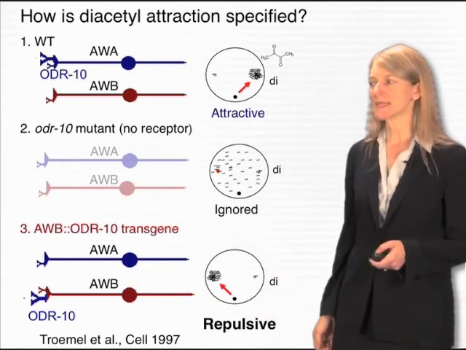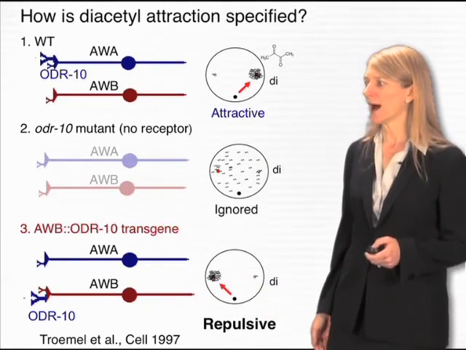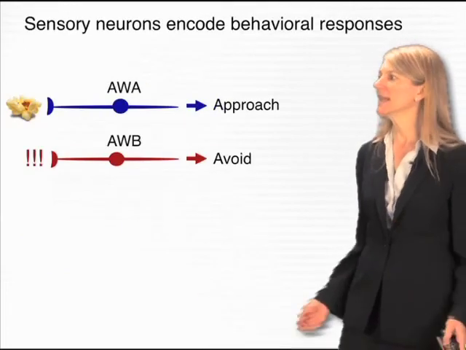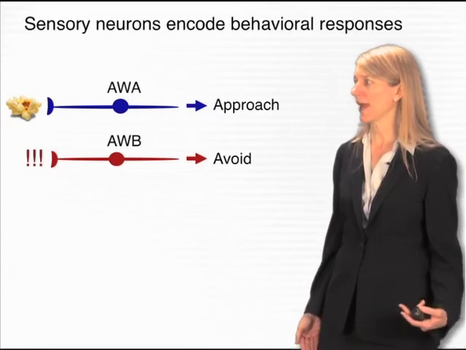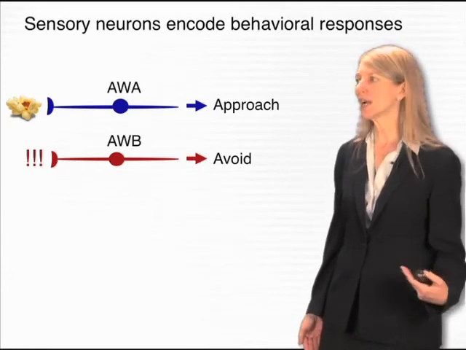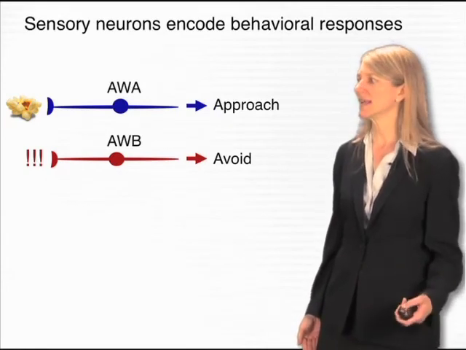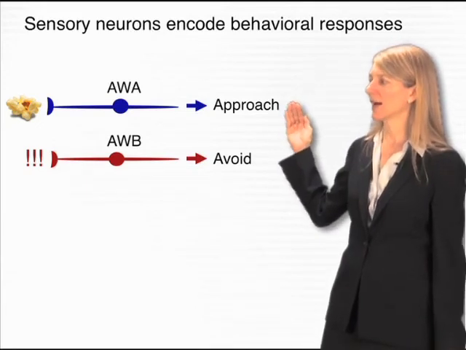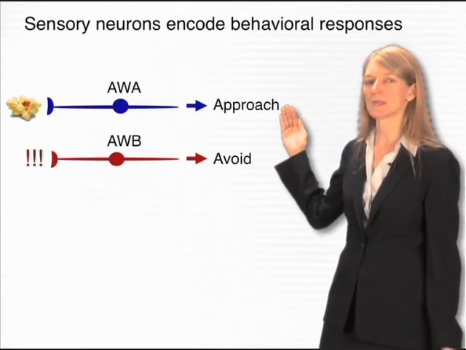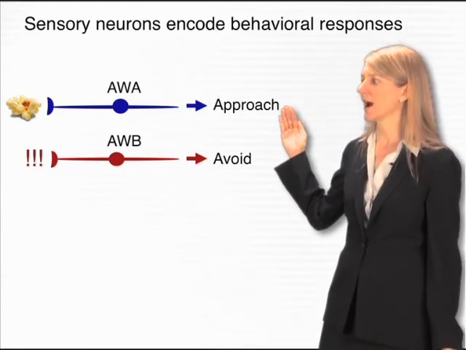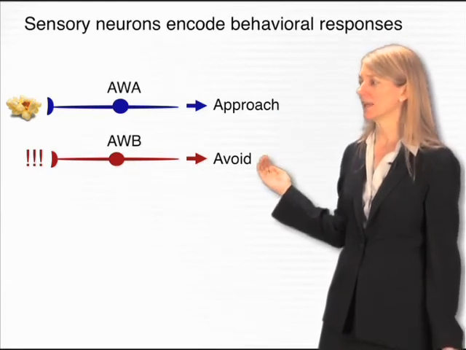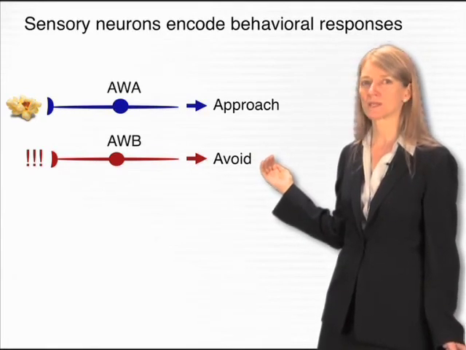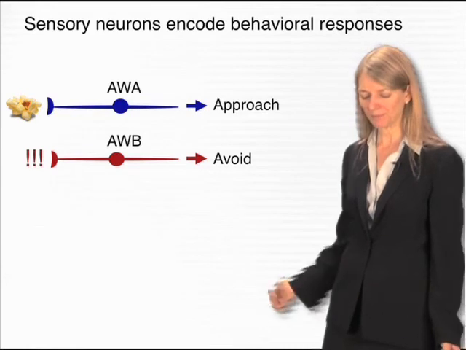And what this experiment tells you is that the neurons are what determine whether a response is attractive or repulsive, that the sensory neurons are encoding behavioral responses. They're starting the anatomical process of generating different innate responses. The blue AWA neuron encodes approach responses, and receptors expressed on this neuron will drive attraction. The red AWB neuron encodes avoidance responses, and receptors expressed on this neuron will drive repulsion.